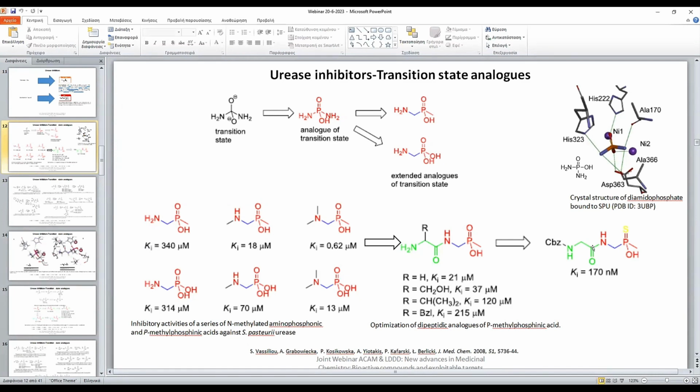Sulfur interacts better with nickel. This is known from inorganic chemistry. And this was the reason we had this good activity. In this study, it was the first time to prove that a phosphinic or a phosphonic compound is indeed a transition state analog, and in this way inhibits the urease.